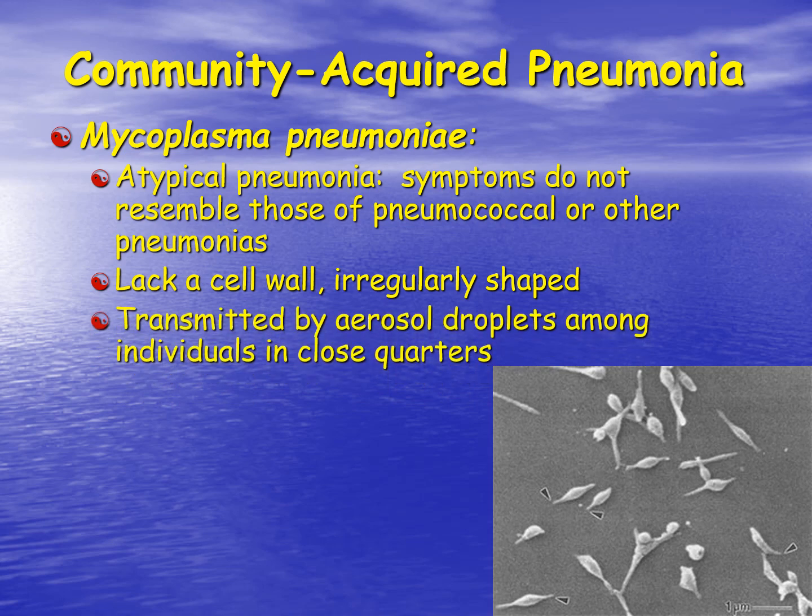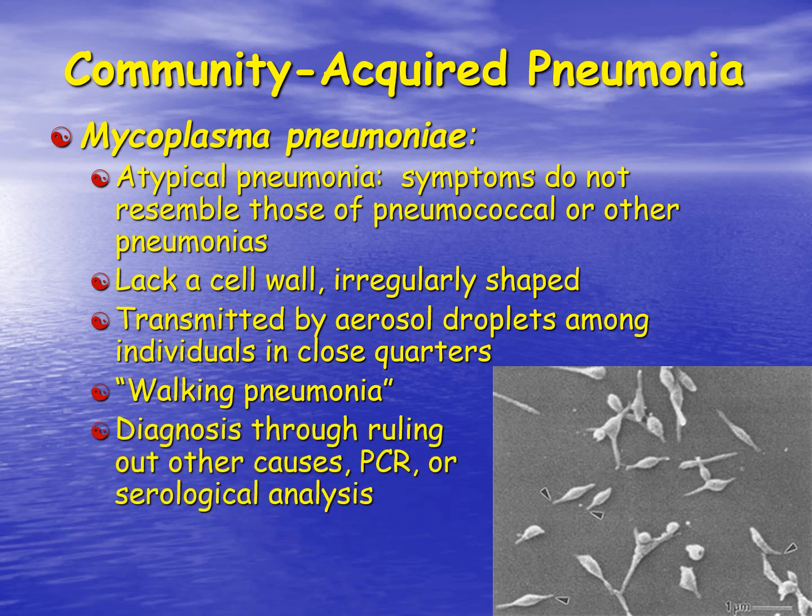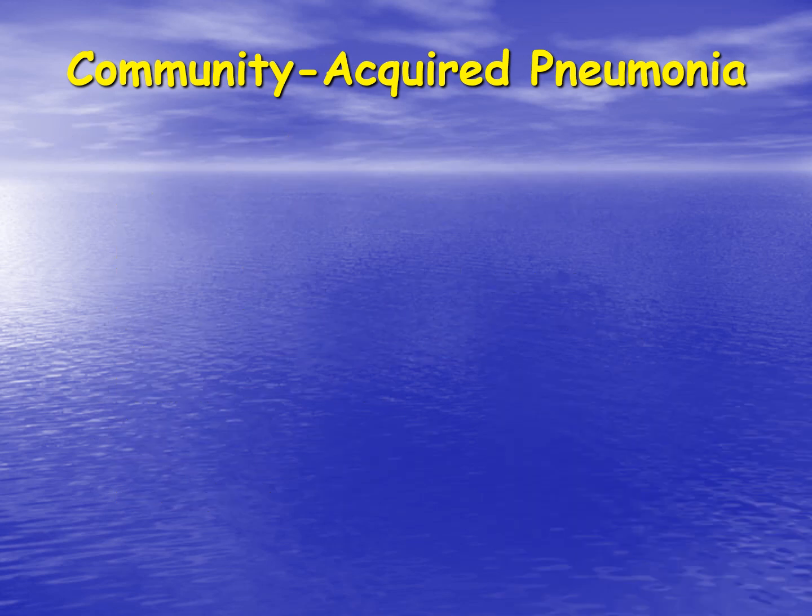Mycoplasma is transmitted by aerosol droplets among individuals usually living in close quarters with others. So again, prisons, long-term health care facilities, college dorms. And so it's sometimes referred to as walking pneumonia because oftentimes these folks don't get a severe fever, they don't feel all that bad, and they keep walking, if you will. Diagnosis really is through ruling out other causes, or PCR testing or serological analysis to see what type of organism is causing this pneumonia.